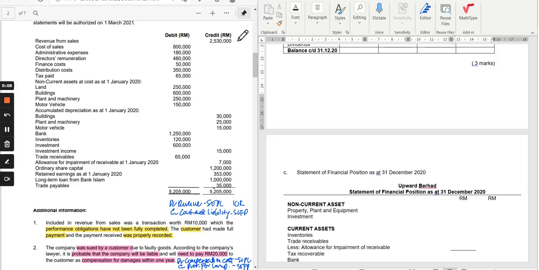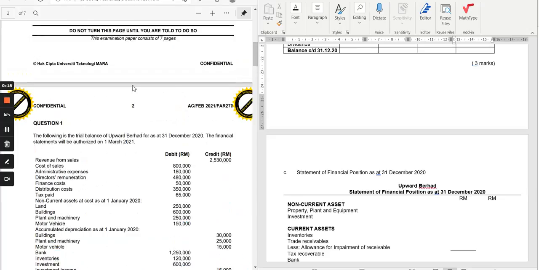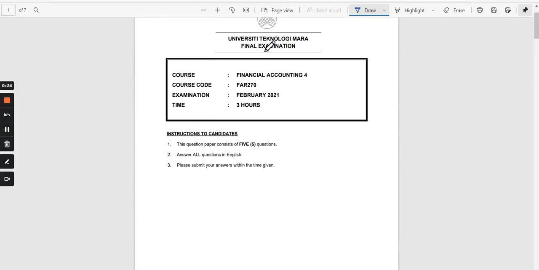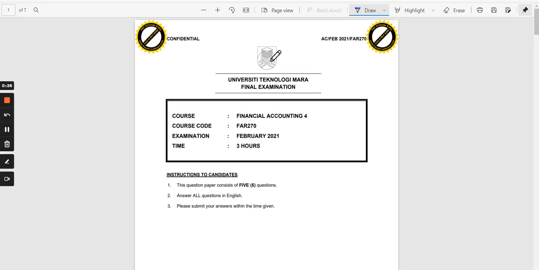If you are new here, welcome, and welcome back to those who are returning to watch another tutorial video, which is on the preparation of financial statements for publication. Today I'm picking up another question, which is the final assessment February 2021, FAR270. This is the final assessment conducted in UiTM Perak Tapah campus.